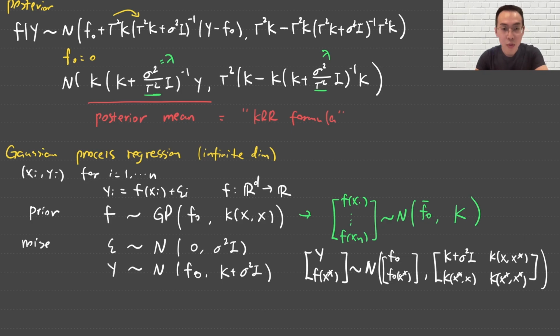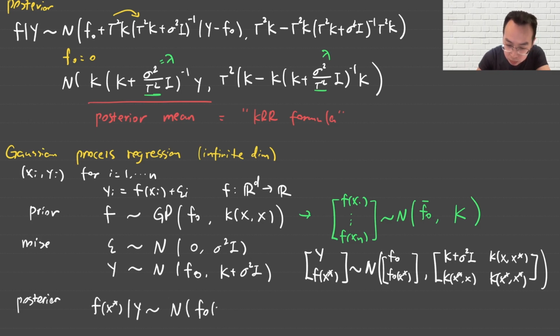Okay, then for the posterior distribution, we can just write it out directly. So the posterior, f of x star given y, is normally distributed as f0 of x star plus K x star, and then you'll have K plus sigma squared I inverse, times y minus f0. So that's going to be the mean.